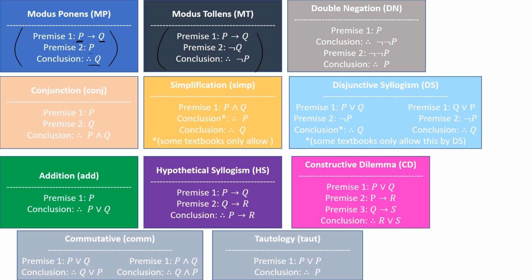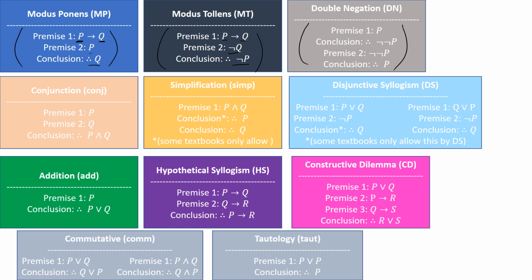For Modus Tollens, we have if P then Q, not Q, therefore not P. If it is raining out, then it is cloudy. It is not cloudy out, therefore it is not raining out. The consequent Q is necessary for the antecedent P.